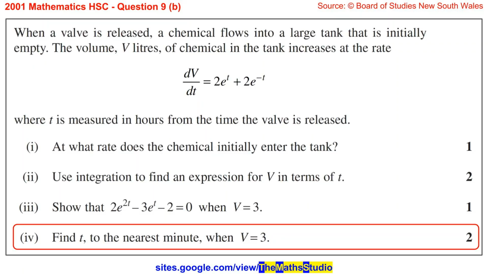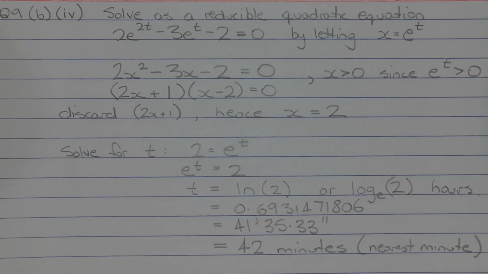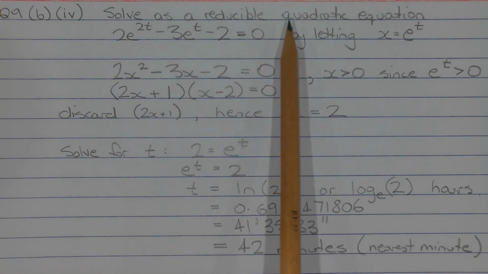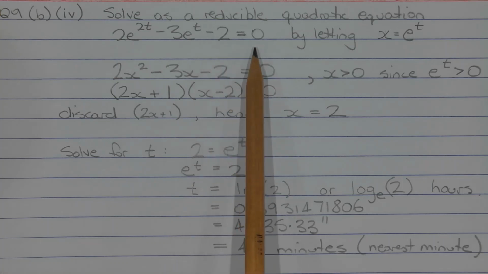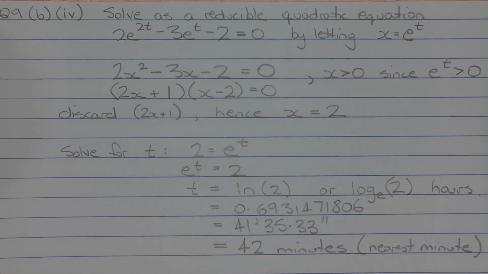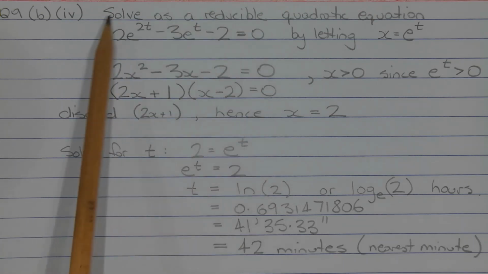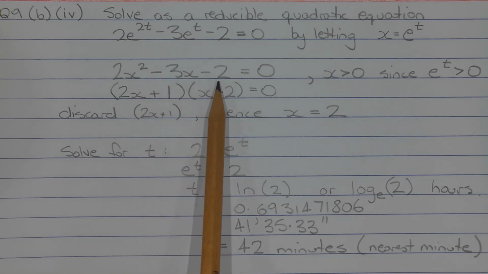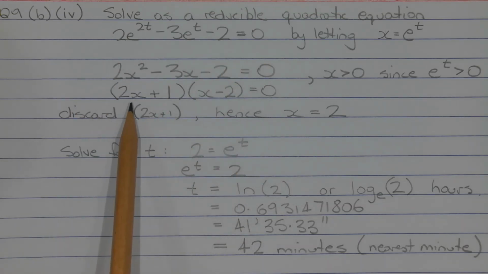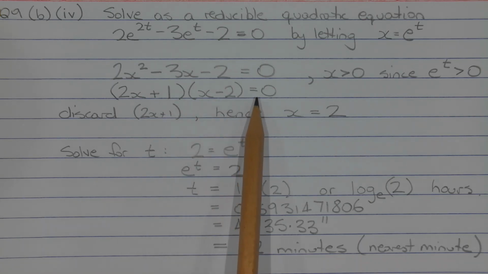Part 4. Find t to the nearest minute when V equals 3. From part 3, solve as a reducible quadratic equation 2e^(2t) minus 3e^t minus 2 equals 0 by letting x equal e^t. Expressing the left-hand side of this equation in terms of x, we get the non-monic quadratic equation 2x squared minus 3x minus 2 equals 0, which can be solved by applying the quadratic formula or by factorising. Factorising the left-hand side, we get (2x plus 1)(x minus 2) equals 0.